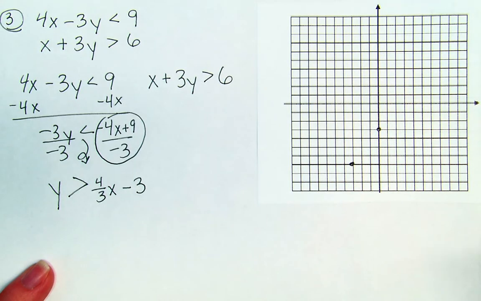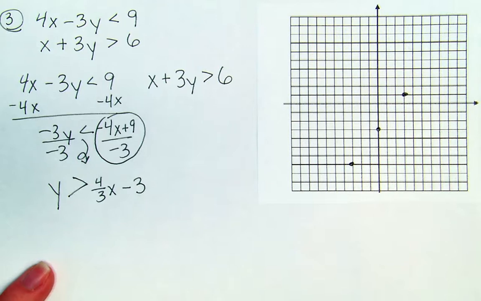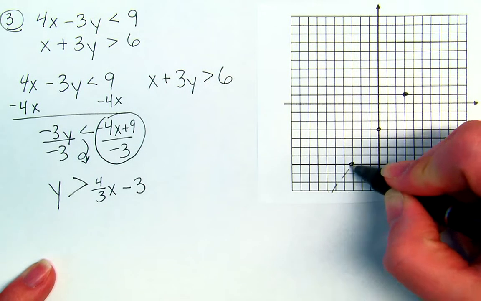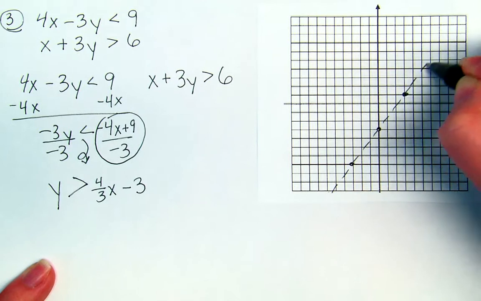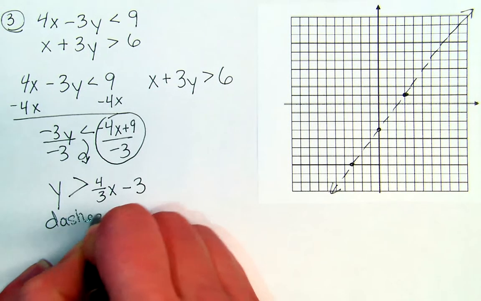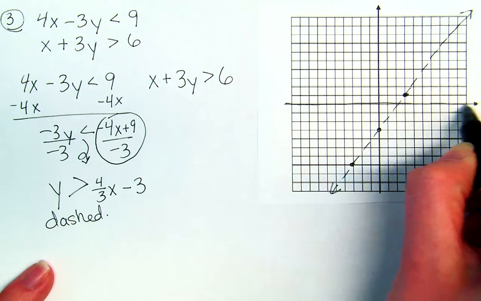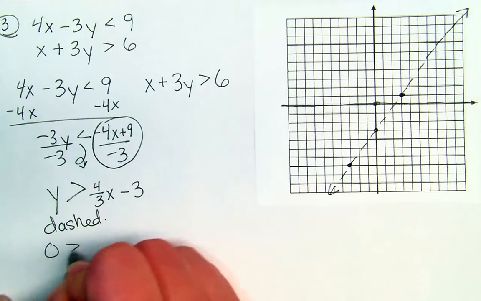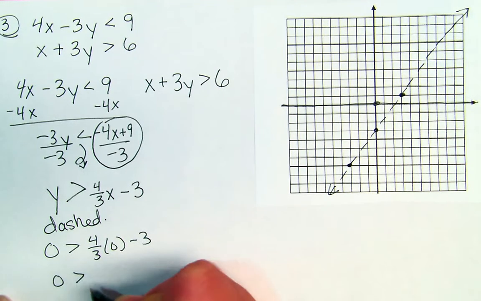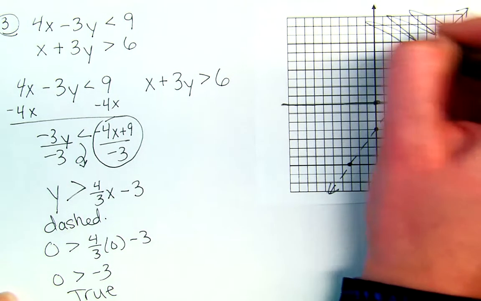And let's see what other ones we have. 3, 1. And that's enough for us. We can go further if you'd like, but we also need to get a move on here. So I'm going to draw a dashed line because this is a greater than symbol. And now I need to determine which one to shade. So this is the axis. Okay, so I'm going to test 0, 0. 0 greater than or equal to 4 over 3 times 0 minus 3. I wind up with 0 greater than negative 3. That is true. So I shade this side right here.